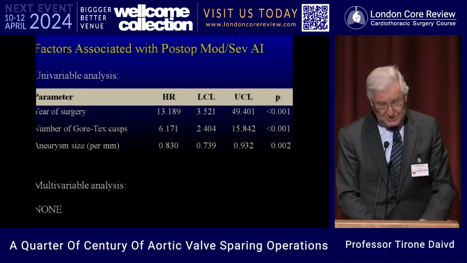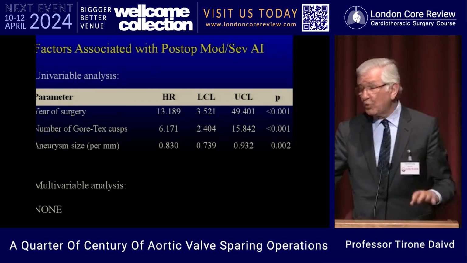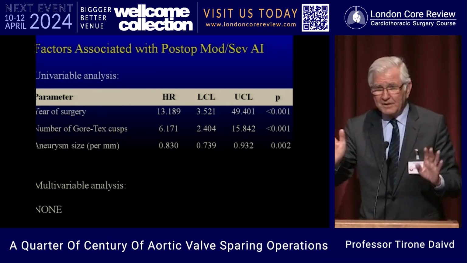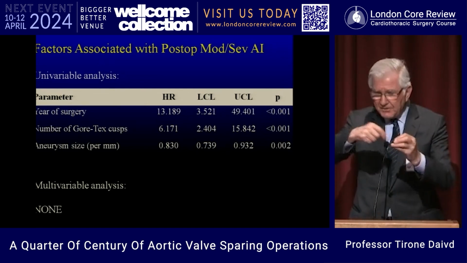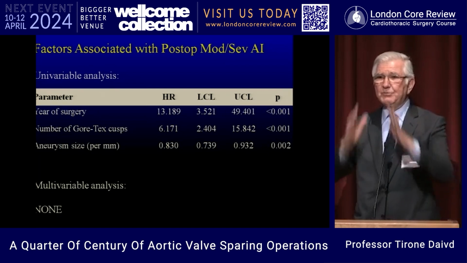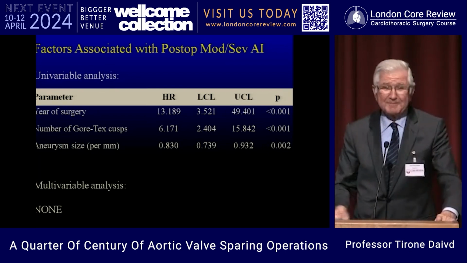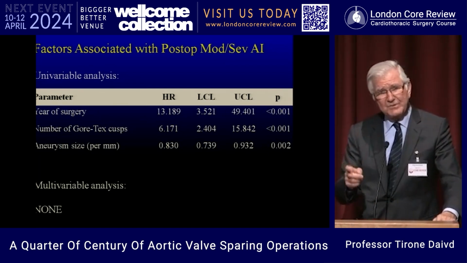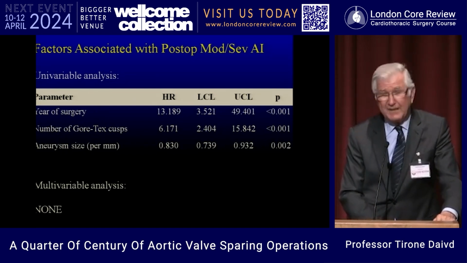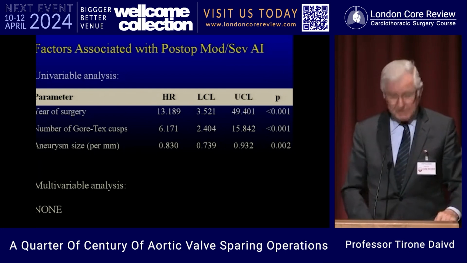Gore-Tex in the free margin was a powerful predictor. I put Gore-Tex in, in some miserable hospitals, I have to tell you. We used to repair anything in the early 2000s. Anything that looked like it, we put Gore-Tex in the free margin to resuspend. That was a mistake by univariable analysis. And size of the aneurysm is a negative, plays no role.